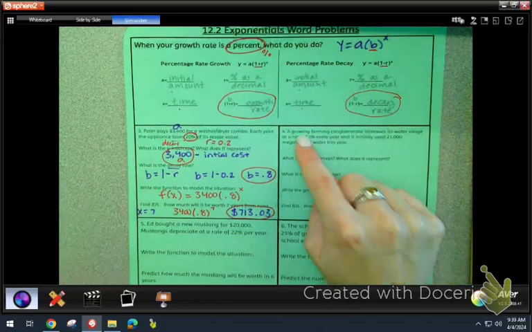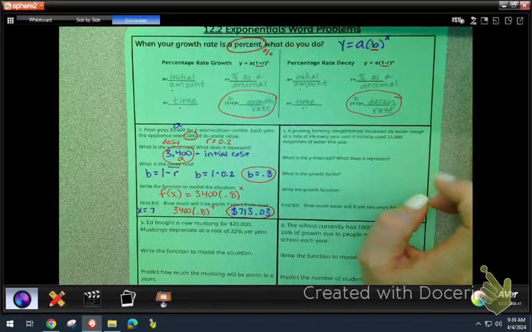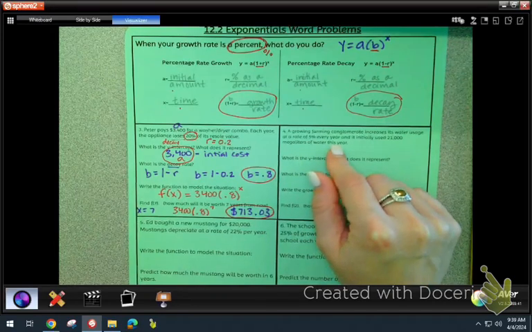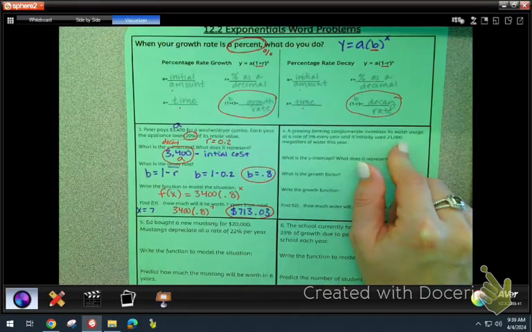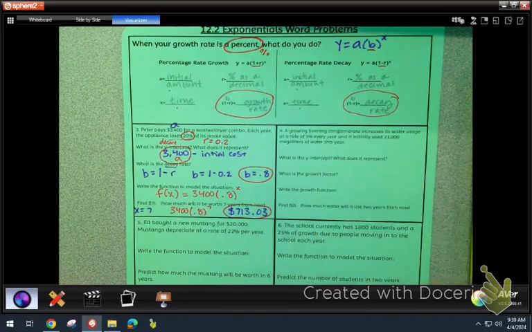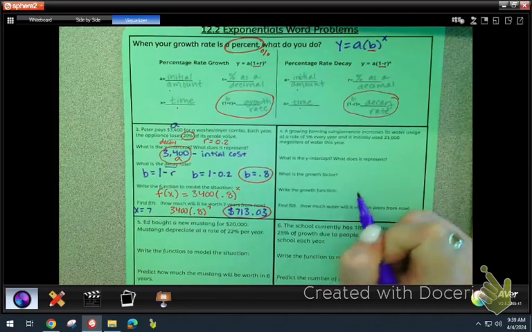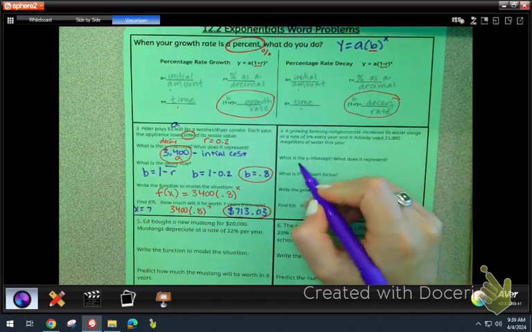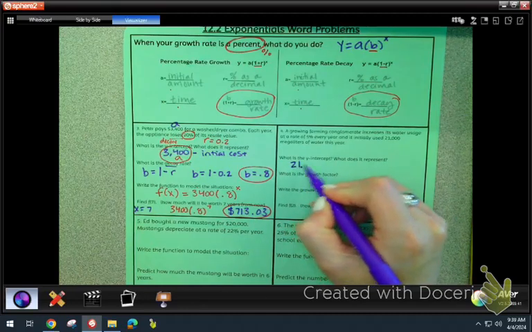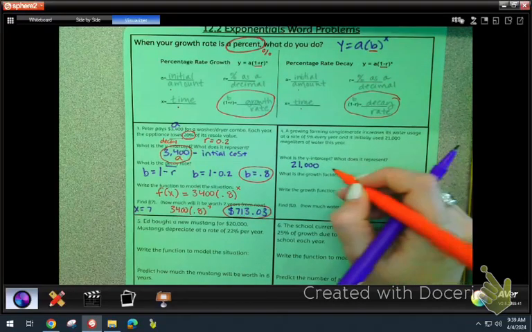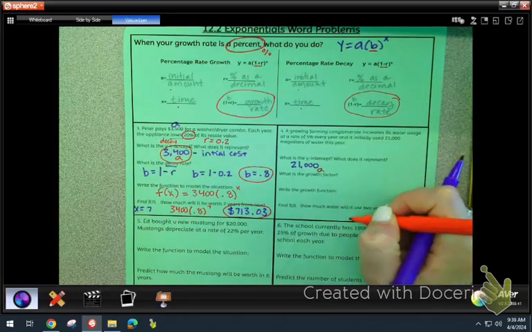All right. A growing farming conglomerate increases its water use at a rate of 5% each year, and it initially uses 21,000 megaliters of water this year. Okay. So we got a lot going on. What is our y-intercept? What's our initial amount of water? 21,000. That's your A. Okay? This is our A. What does it represent?